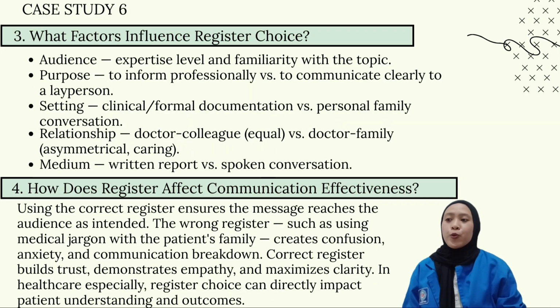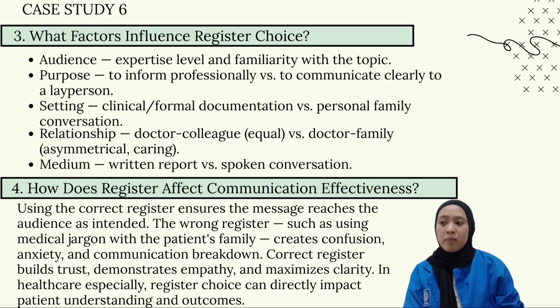The third question is what factors influence register choice? The answer is audience, purpose, setting, relationship, and medium. Audience: expertise level and familiarity with the topic. Purpose: to inform professionally versus to communicate clearly to a lay person. Setting: clinical or formal documentation versus personal family conversation. Relationship: doctor-colleague equal versus doctor-family asymmetrical caring. And medium: written report versus spoken conversation.